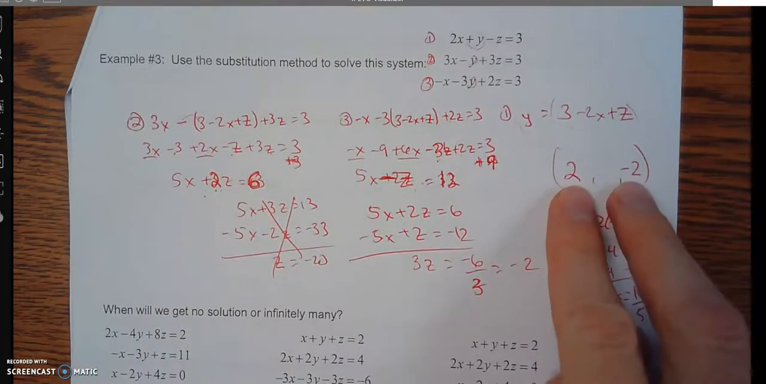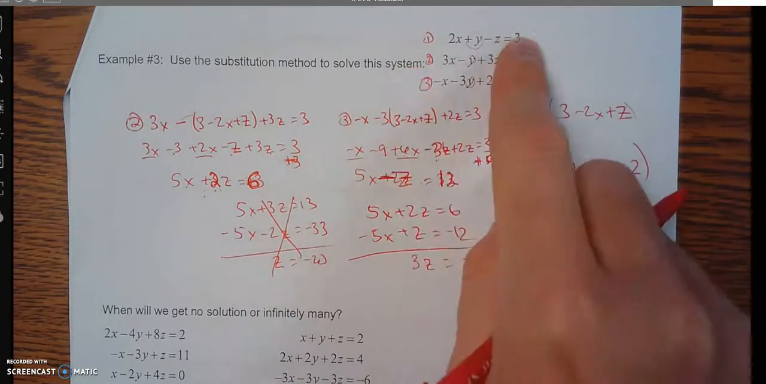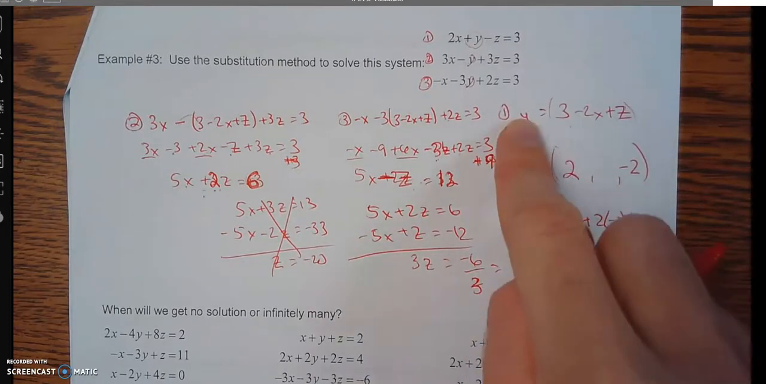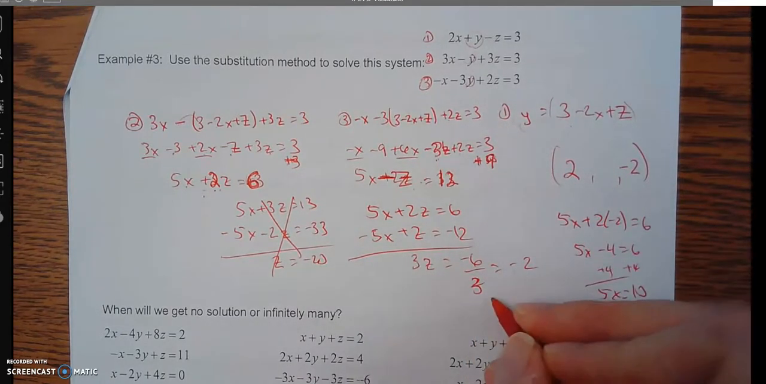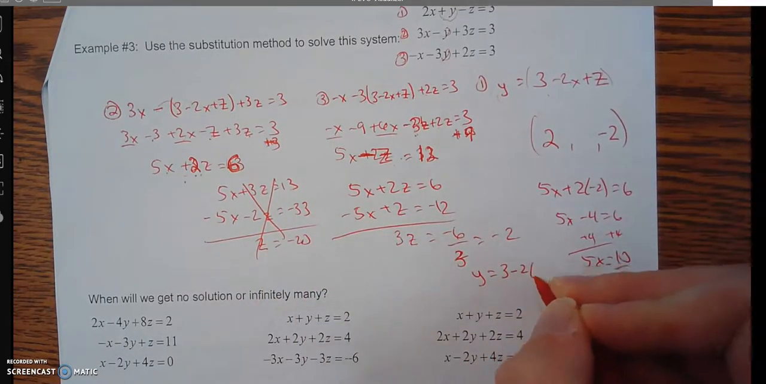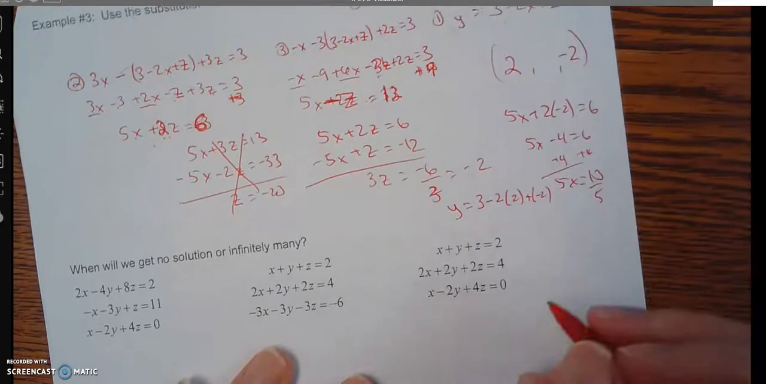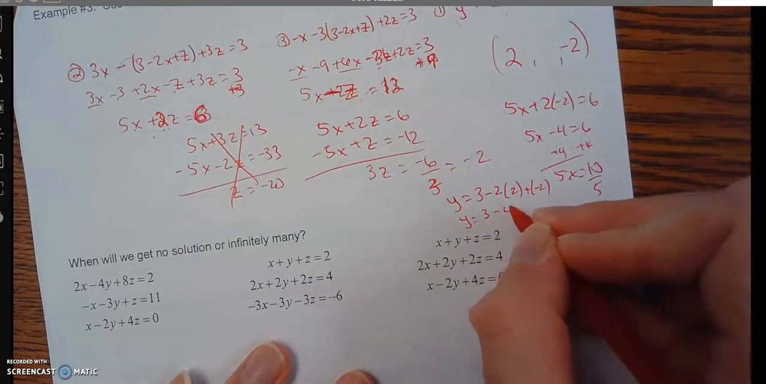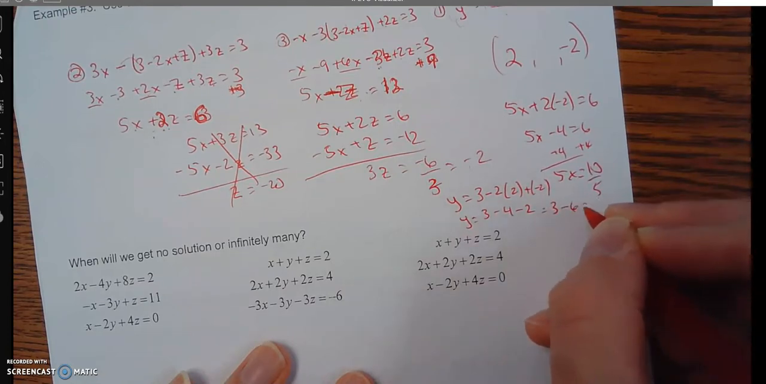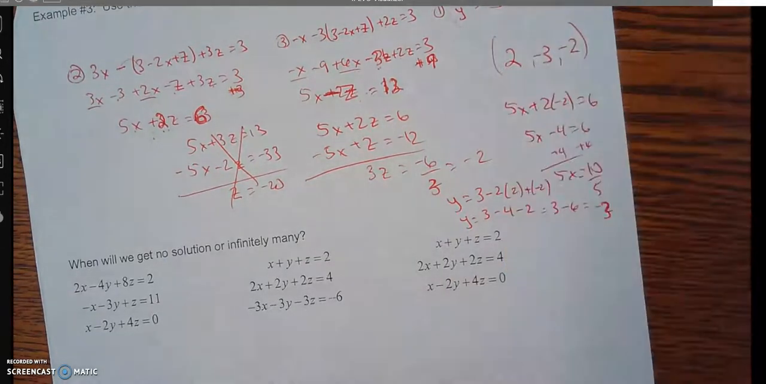And now that I have two of the variables, I'm going to find an equation with 3 and plug them in. So pick one of these original equations up here and plug it in. Or you could use this guy right here, because you're looking for y and you have y by itself there. So y equals 3 minus 2 times 2 plus negative 2, because z is negative 2. So this would be 3 minus 4 minus 2. So 3 minus 6, so negative 3.